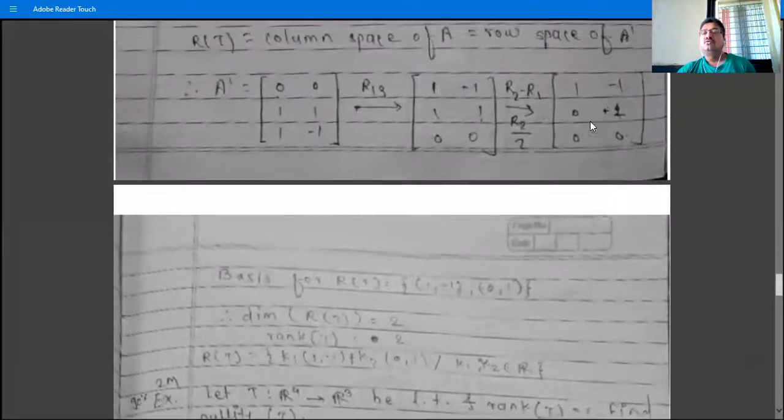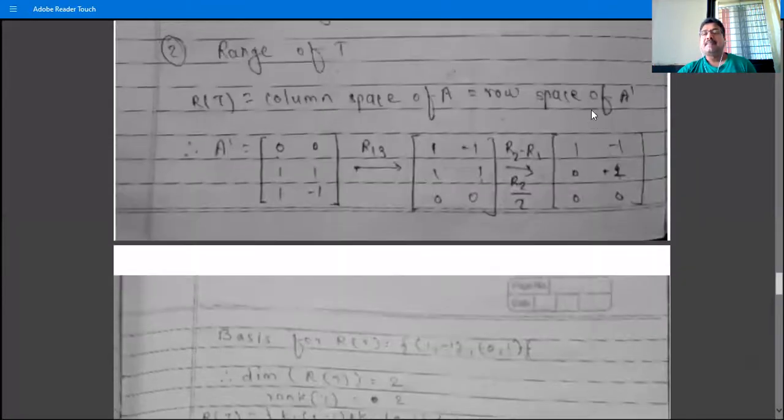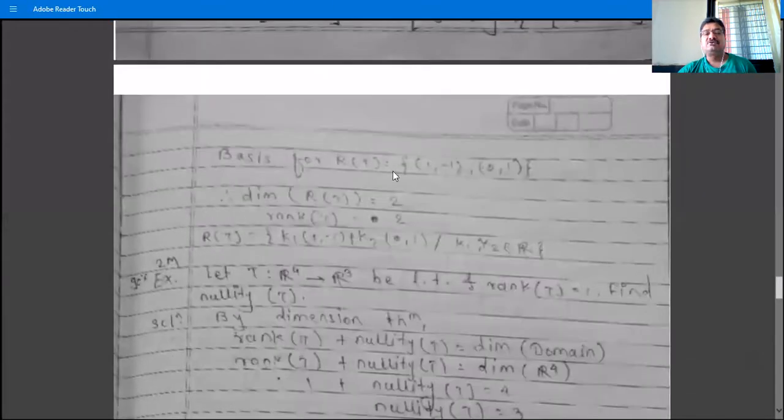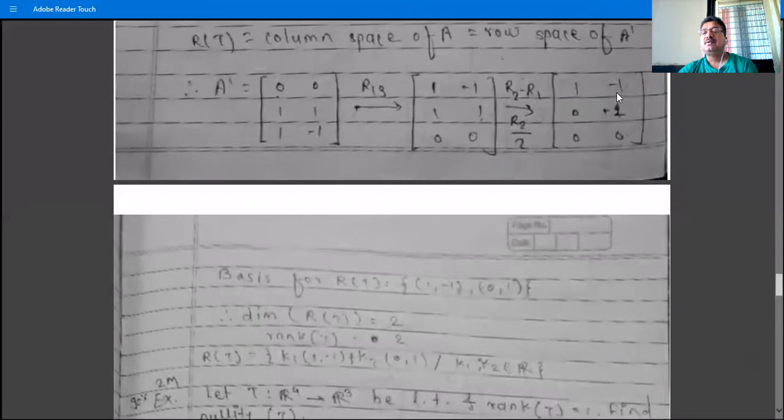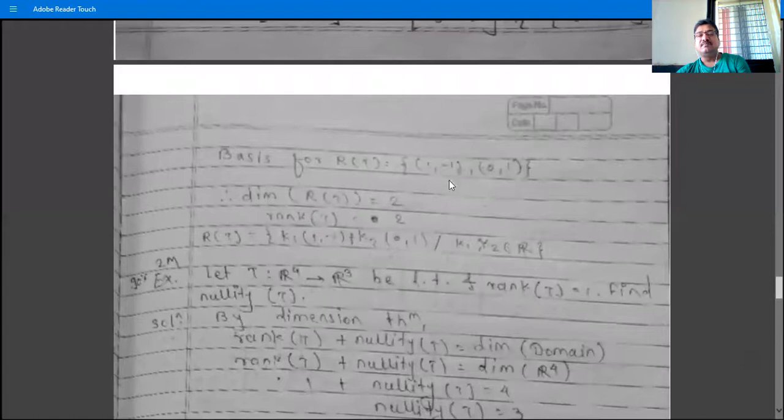And then there are two non-zero rows. Form the vector 1 minus 1 as the first vector, and the second vector is 0 1. The set of these two vectors is the basis for row space of A transpose, which means it is the basis for column space of A, which means it is the basis of R(T). So basis of R(T) contains two vectors. These two non-zero rows form the basis. Then dimension of R(T) is 2, because this set contains two elements, and therefore rank of T is 2.